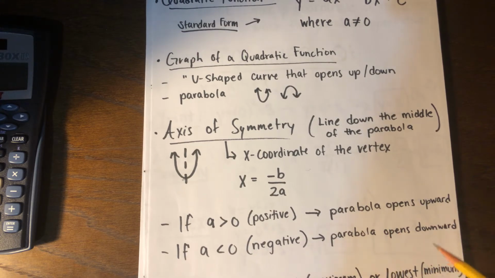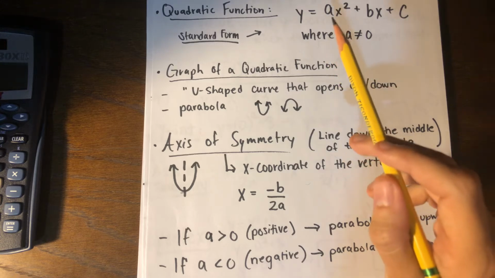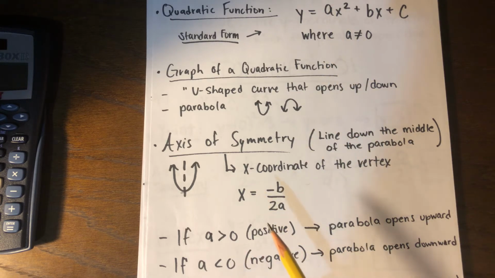Okay, to know whether a parabola opens up or down, we have to look at the value of a. If a is a positive number, right? If it's greater than 0, it's going to open upward. If it's negative, or if it's less than 0, okay, it's going to open downward.